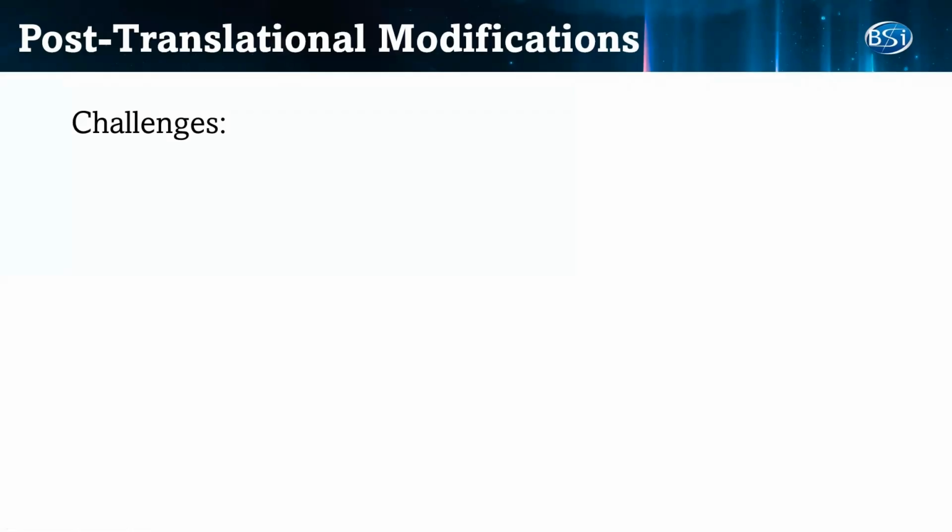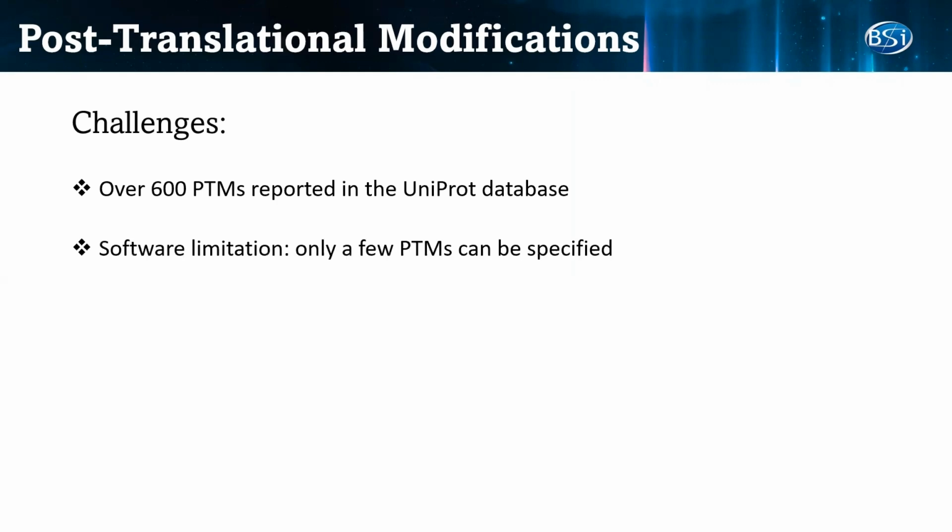Post-translational modifications and sequence variants introduce complexity in the proteome. This complexity makes proteomic analysis challenging. Over 600 PTMs are reported in the UniProt database. However, software is limited in that only a few PTMs can be specified in a typical database search.